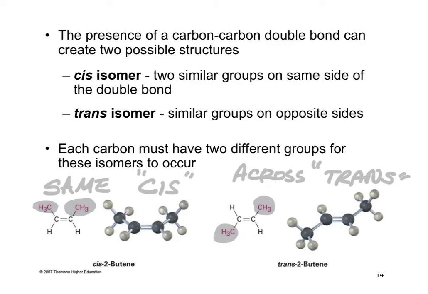We are going to use the word trans to describe that. Long story short, each carbon here must have two different groups for these isomers to occur. So here I showed you the difference between the cis-2-butene and trans-2-butene. If you were to compare and say which one is more stable, hopefully you can see that trans is going to be more stable because bulkier groups are on opposite sides.